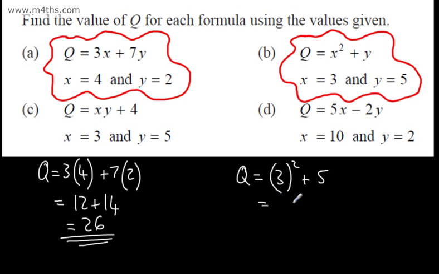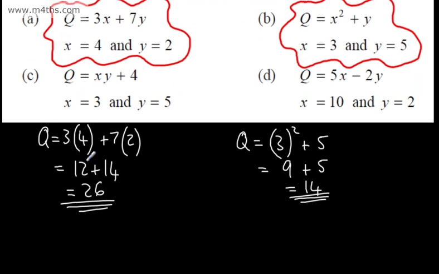3 squared is 3 times 3, that's going to give me 9. 9 plus 5 will give me 14. So we've got now a value of Q of 14 when we've got 3 for x and y is 5.